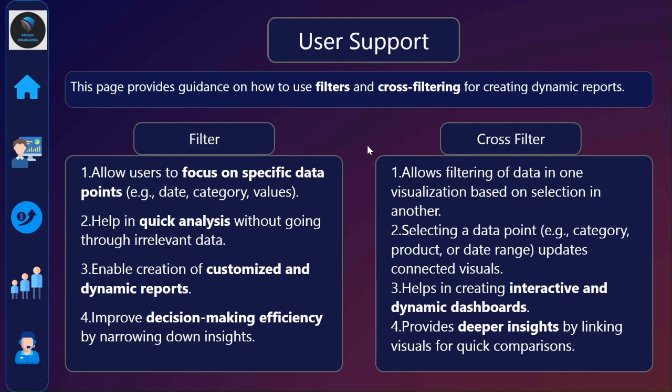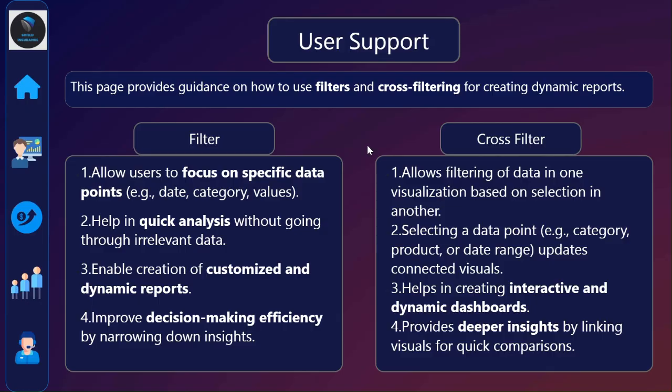This page provides guidance on how to use the filters and cross filtering for creating a dynamic report. Filters allow users to focus on specific data points, for example category and values, helping in quick analysis without going through irrelevant data. Cross filter allows filtering of data in one visualization based on the selection in another. Selecting data points, for example category, product or date range, updates connected visuals.